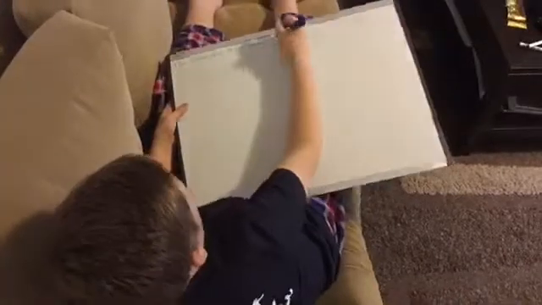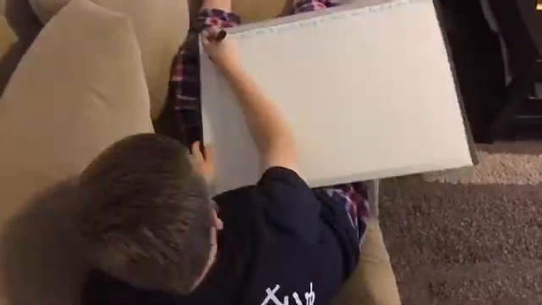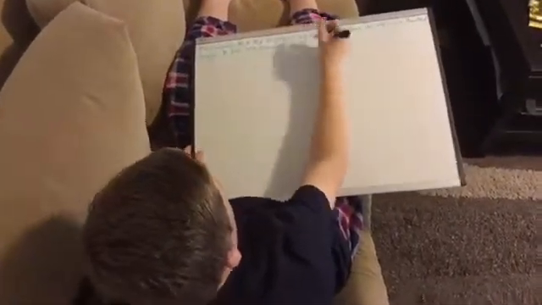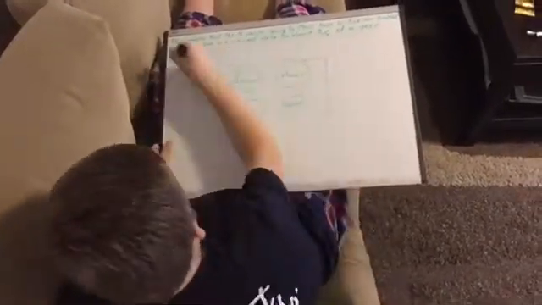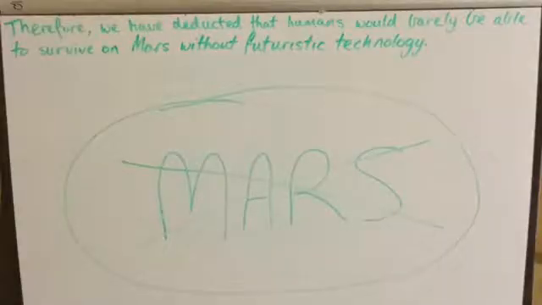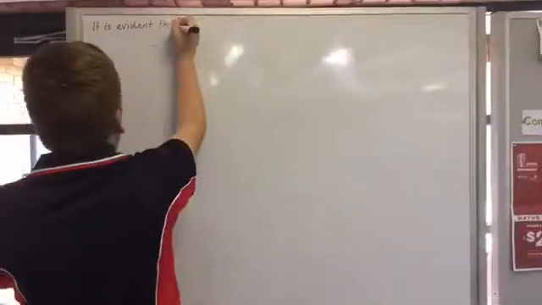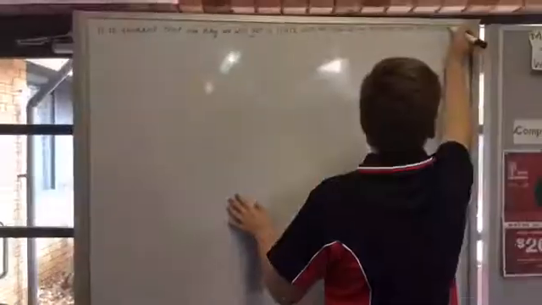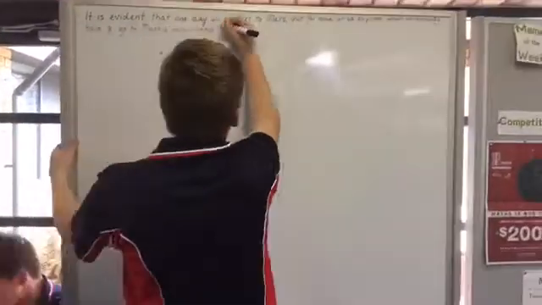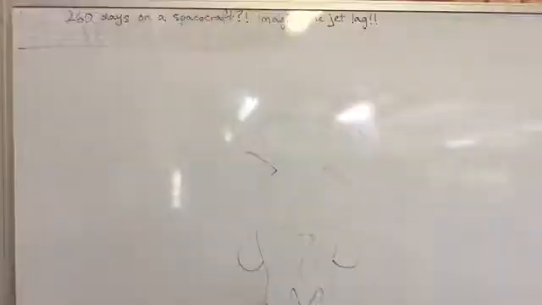This means that the 4 people going to Mars have to live on limited oxygen levels and live in a cramped space for almost 2/3 of a year. Therefore, we have deducted that humans would barely be able to survive on Mars without futuristic technology. It is evident that one day we'll get to Mars, but for now, let's just explore what we already have and go to Mars once we know how to live there.